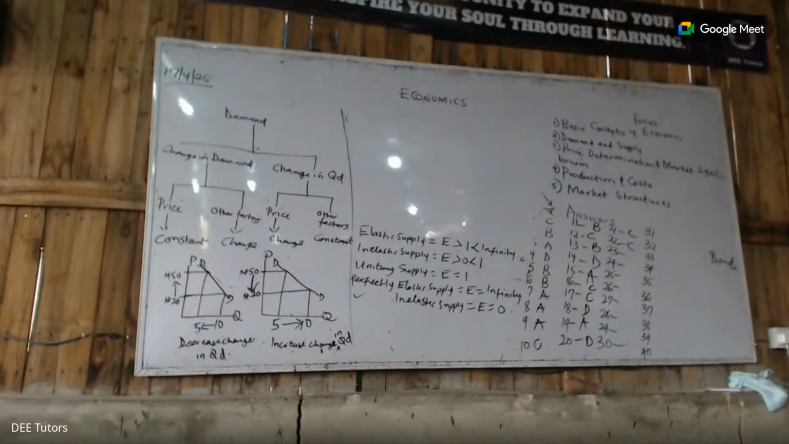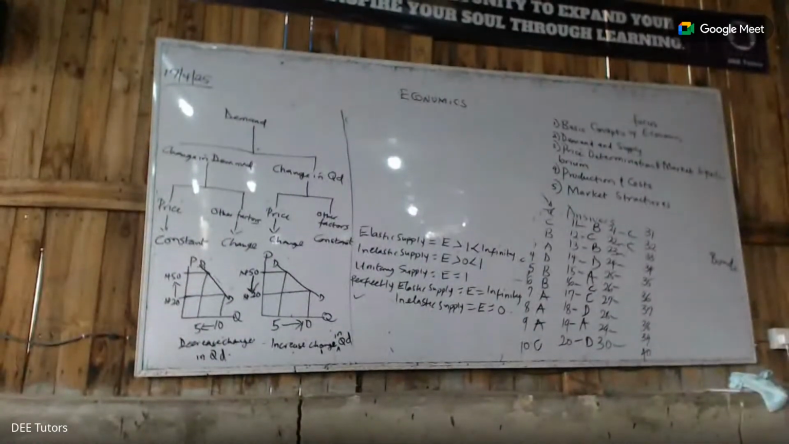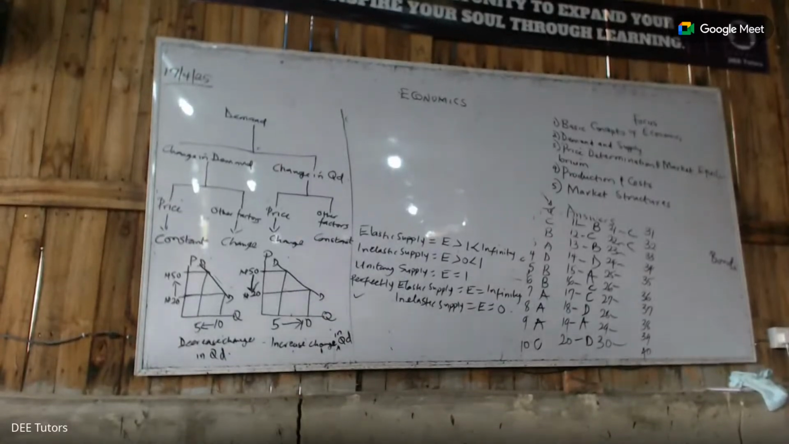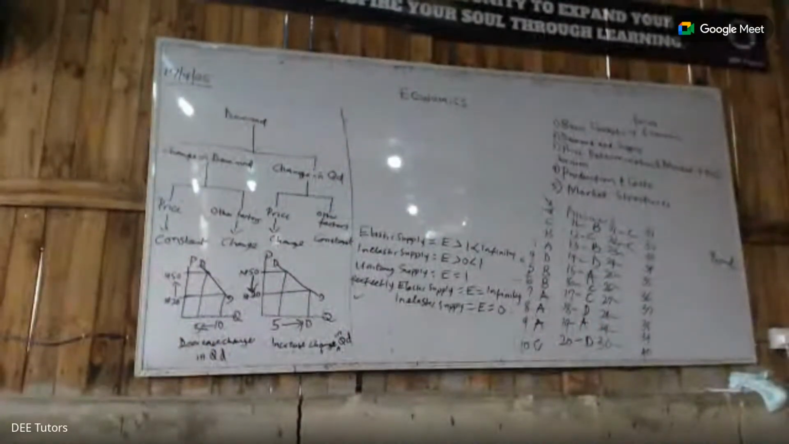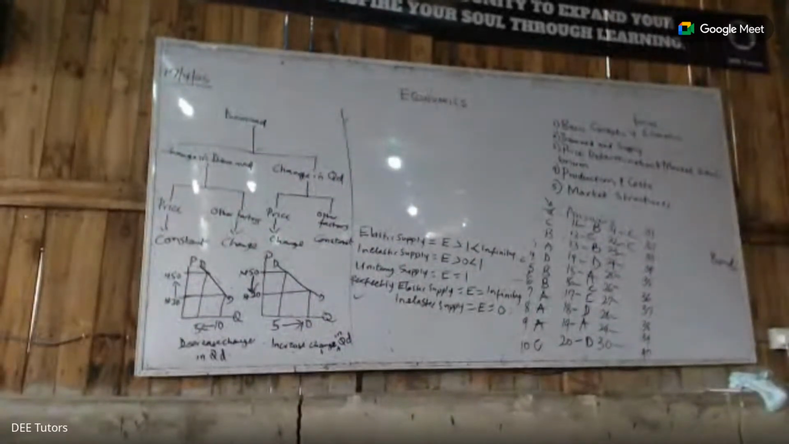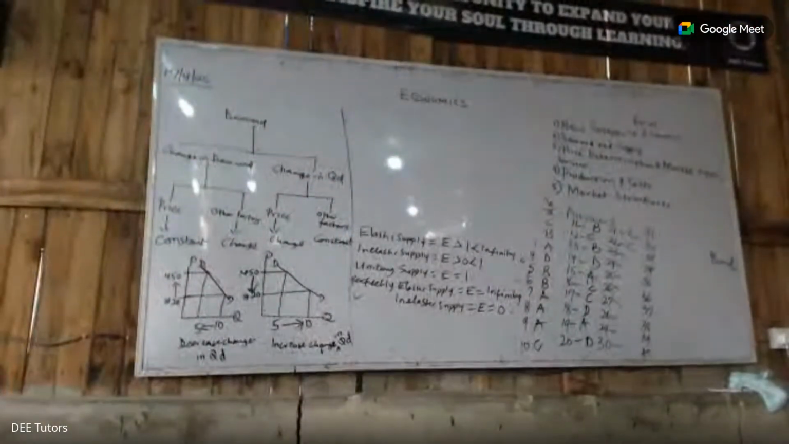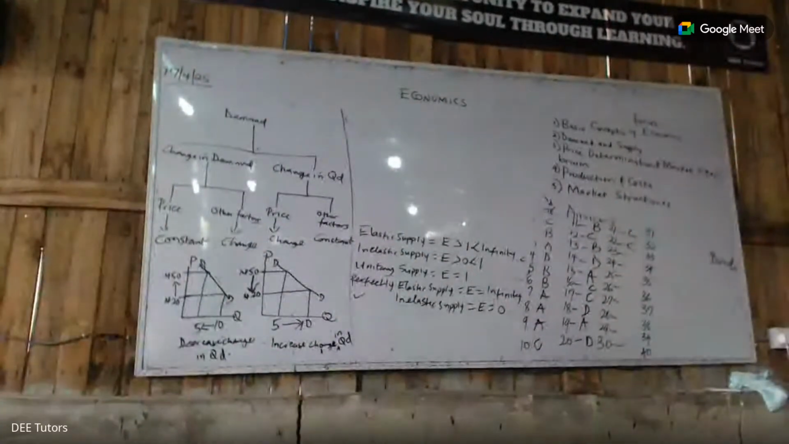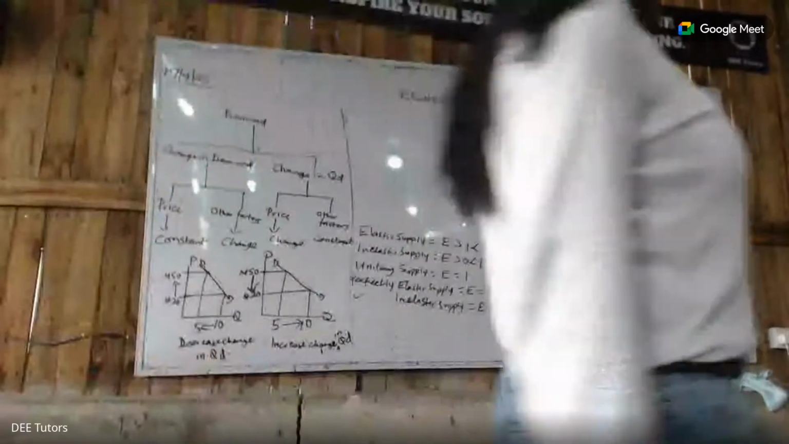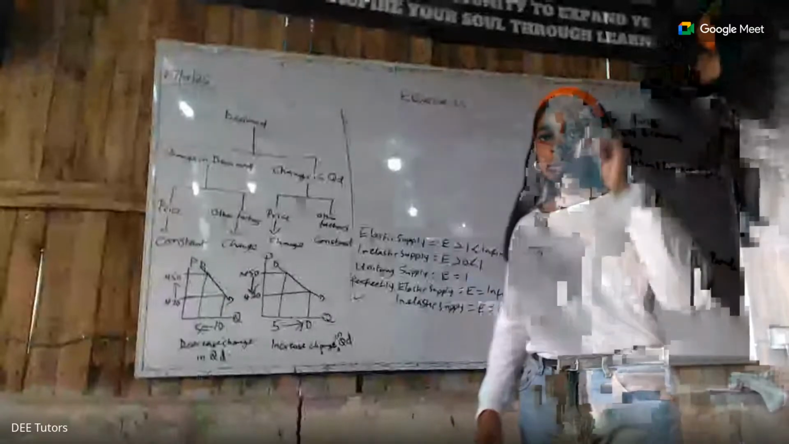Unitary supply. Supply is said to be unitary when a change in price has an equal change in quantity supplied. So the coefficient is what? It is always 1.